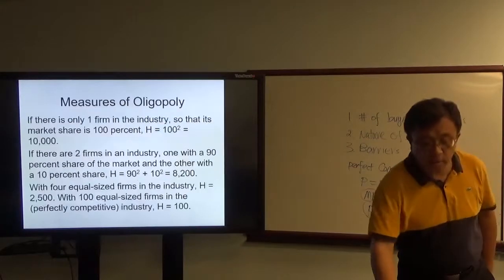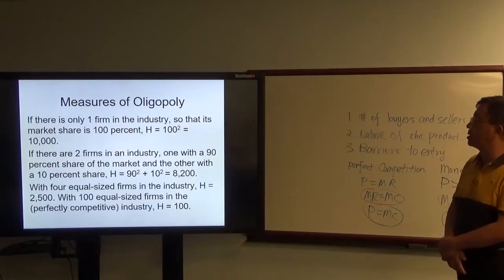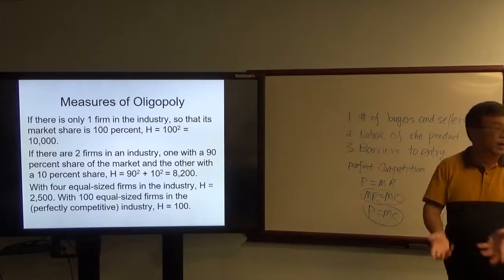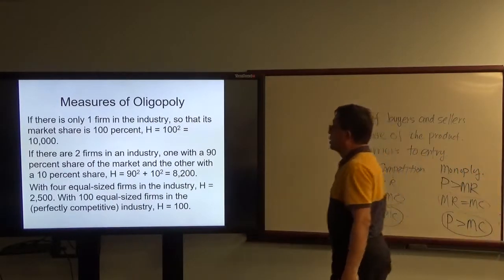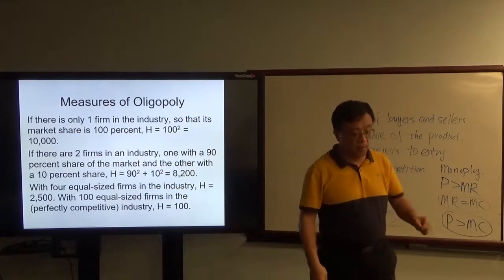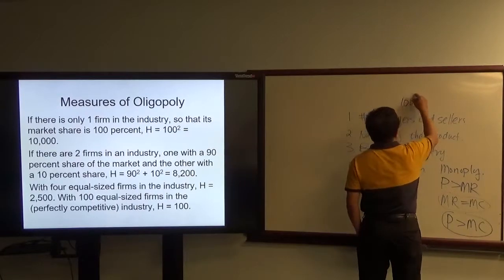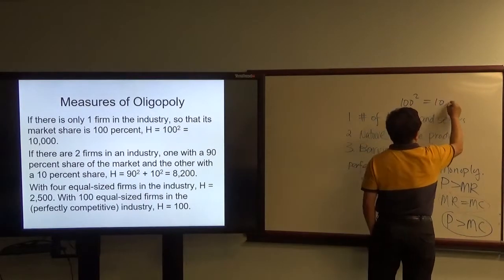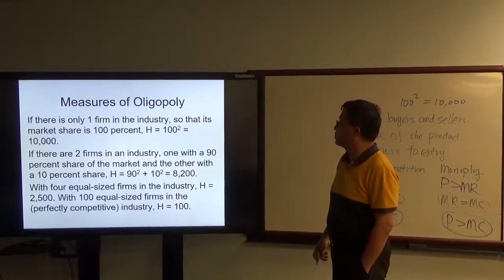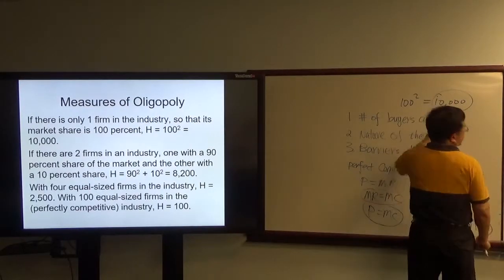So if you take a look at the calculation, if there's only one company in the industry, what's the concentration ratio of one company? 100%. The market share is 100%. So what's the Herfindahl index? In this case, it's 100 squared, so that's 10,000. 10,000 is probably the largest number, right? Complete monopoly.